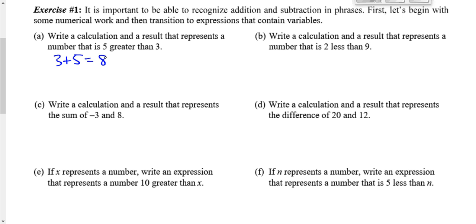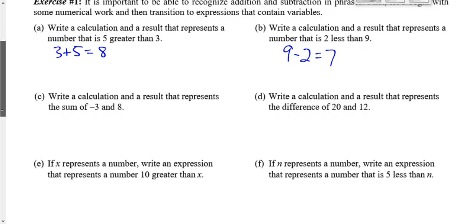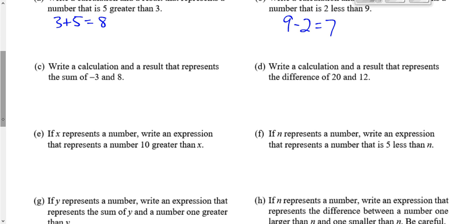Part B, write a calculation and a result that represents a number that is 2 less than 9. 9 minus 2. This is going well. You guys have done this before. Okay, good. Part C, write a calculation that represents the sum of negative 3 and 8. The sum of negative 3 and 8, that's equivalent, but straight from the statement: negative 3 plus 8. Parentheses around the 8 aren't needed because there's nothing in front of it. I wouldn't mind if you did it, though.